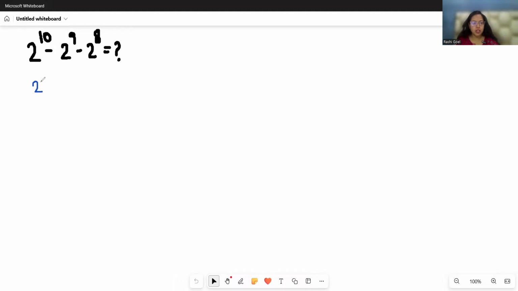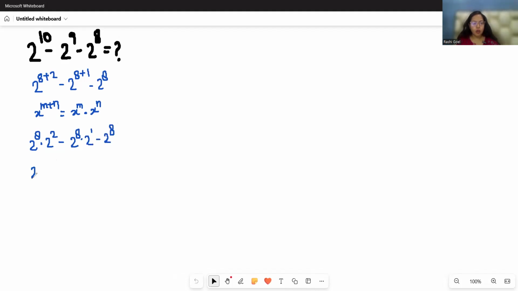So this 2 power 10, I can write it as 2 power 8 plus 2, 9 as 8 plus 1 and 2 power 8. Now as per exponent rule, x power m plus n, we can write it as x power m times x power n. So this becomes 2 power 8 times 2 power 2 minus 2 power 8 times 2 power 1 minus 2 power 8.